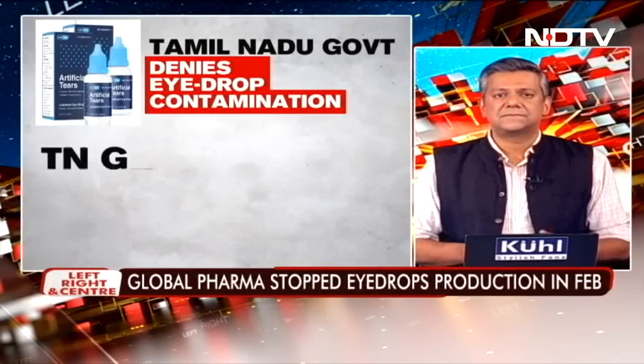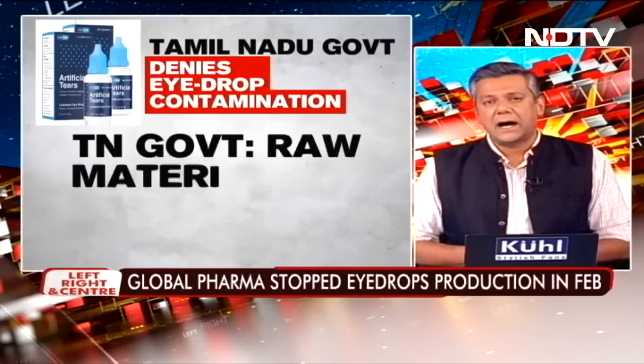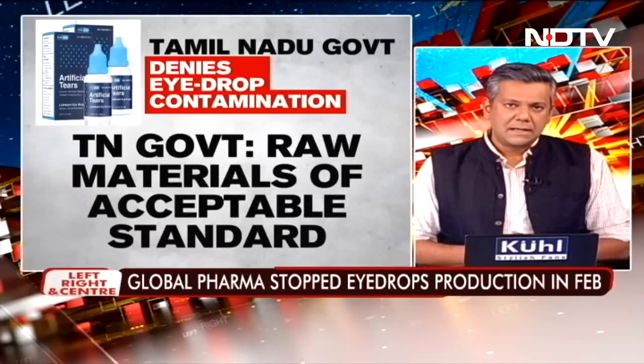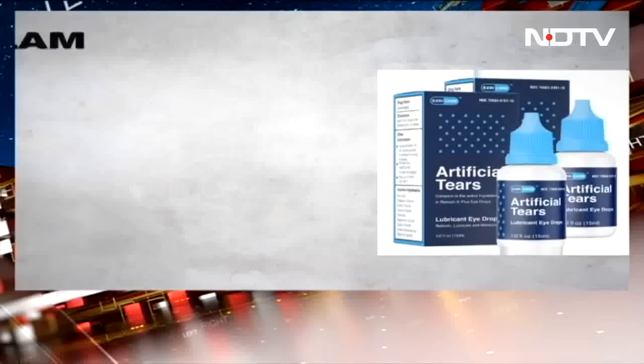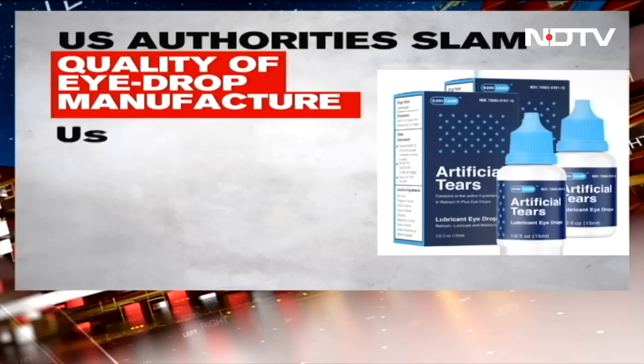There have been samples of several batches which have been analyzed. Raw materials used are of an acceptable standard. Now, the Tamil Nadu survey is in stark contrast to a survey of the plant which was done by the US Food and Drug Administration, which has extremely adverse findings on the quality of manufacture of the eye drops in question. Now, the FDA, after a site visit, has stated that the company used a manufacturing process that lacked assurance of product sterility. The product may not have been sterile.